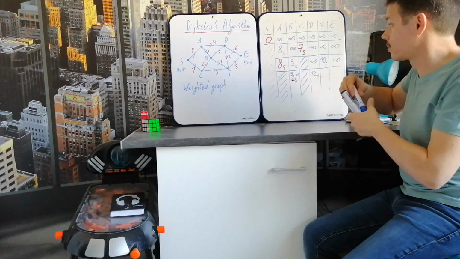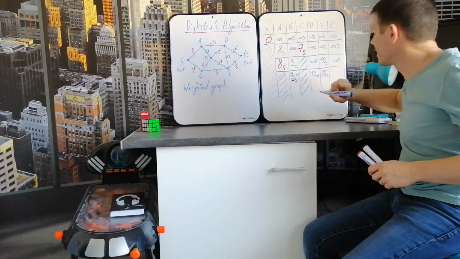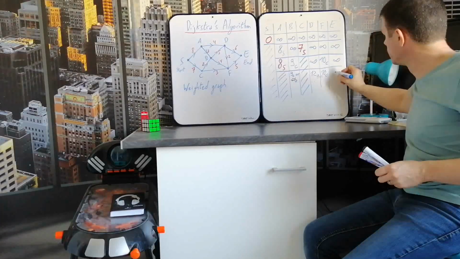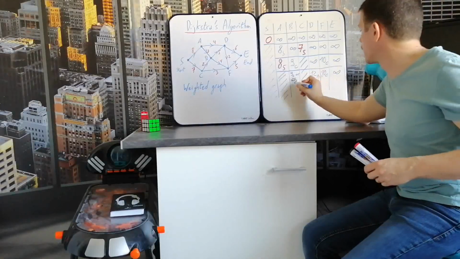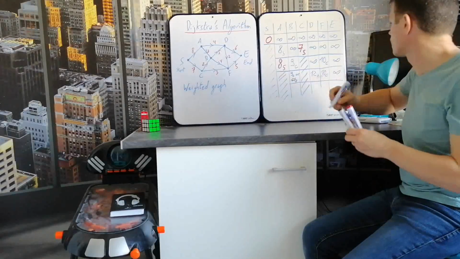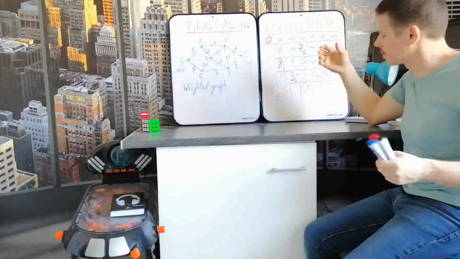And from A, I can't go to F, so I rewrite what I had. I can't go to E, so I rewrite what I had here. Okay, and this is my line. My line is complete. And again, you know what to do now.